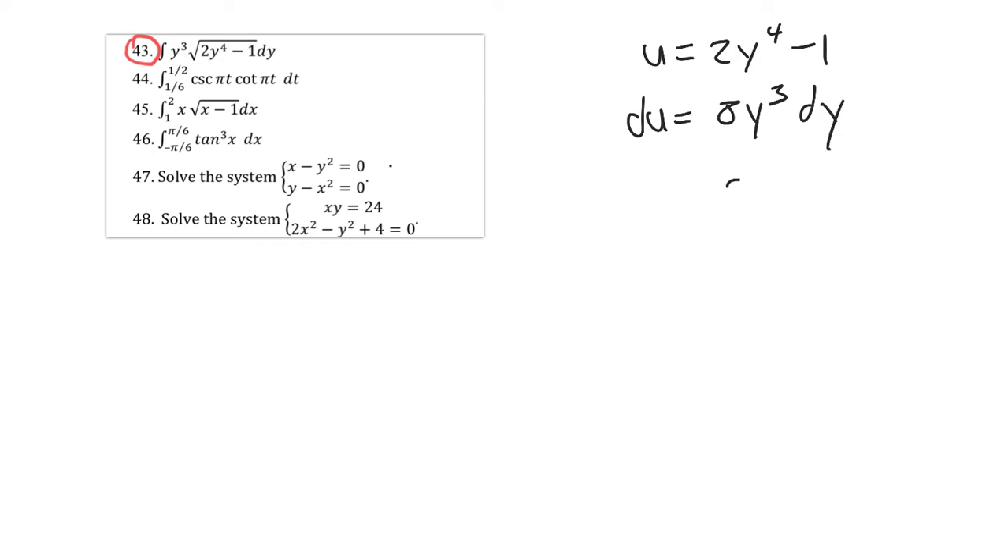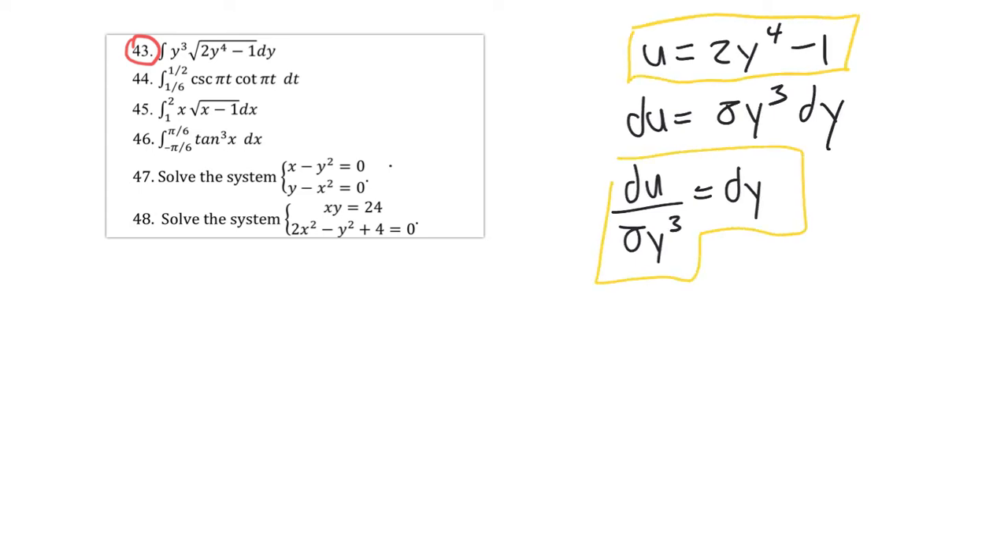And then we can solve for dy. That would become du over 8y to the third. And therefore, this is a substitution opportunity, the yellow boxes. So anytime we see a 2y to the fourth minus 1, it could be replaced with a u. Anytime we see a dy, it could be replaced with this. We're going to try it.